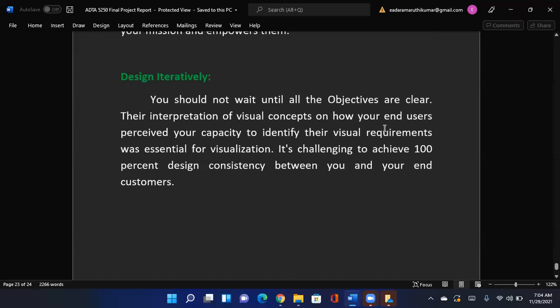After that, this is the last one: design iteratively. You should not wait until all objectives are clear. Their interpretation of visual concepts depends on how your end users perceive. Your capacity to identify their visual requirements is essential for visualization. It's challenging to achieve 100% design consistency between you and your end customers.